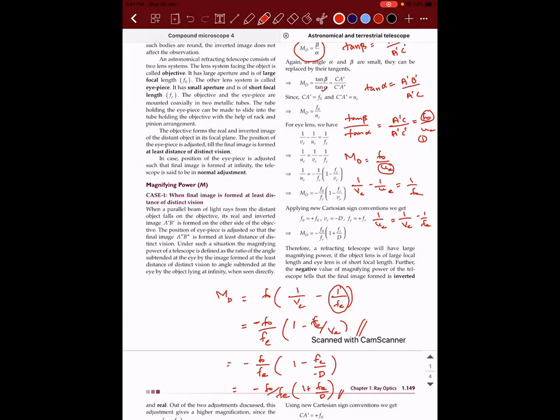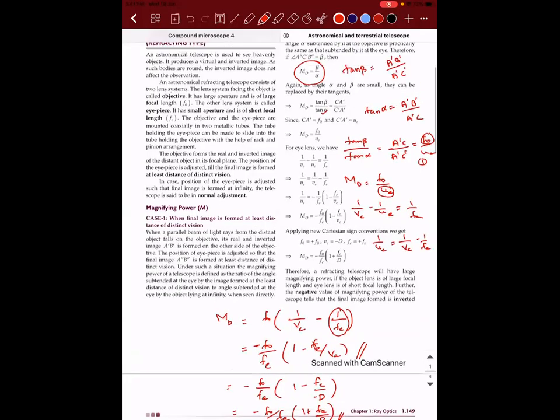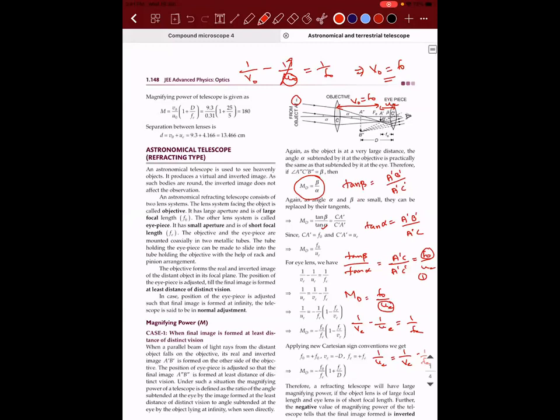Rohan, let me know once you're done. Completed, sir. But could you just show the diagram on the final tab? Okay, sir. Done, sir.